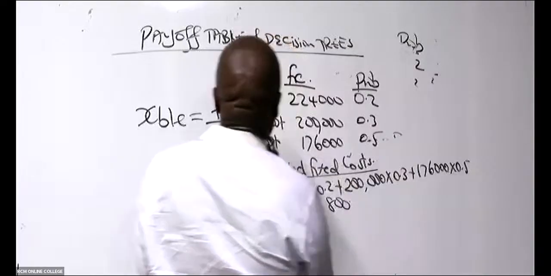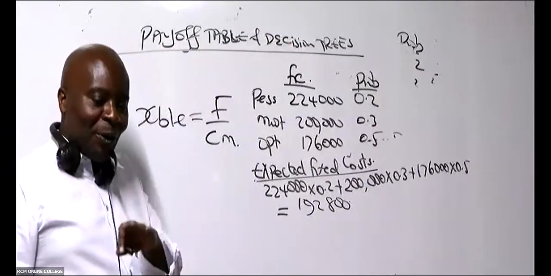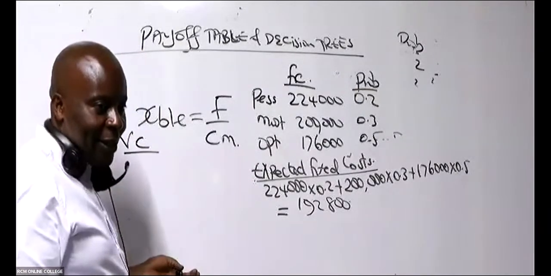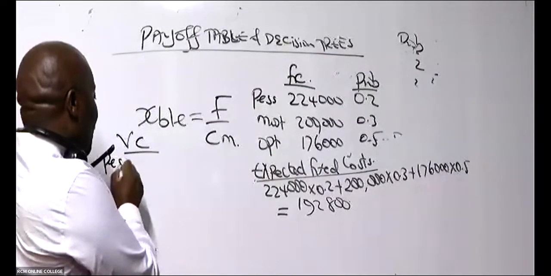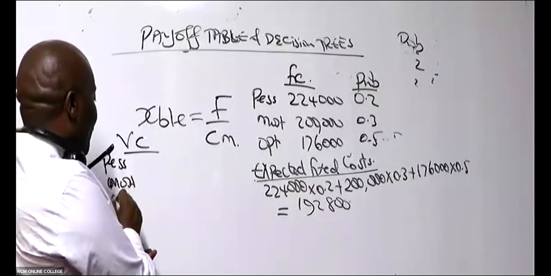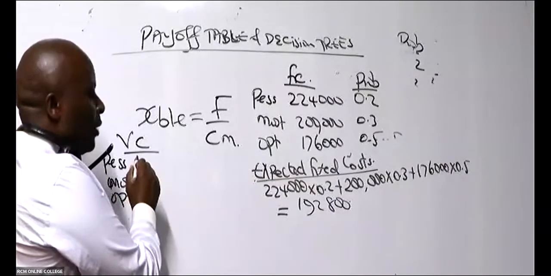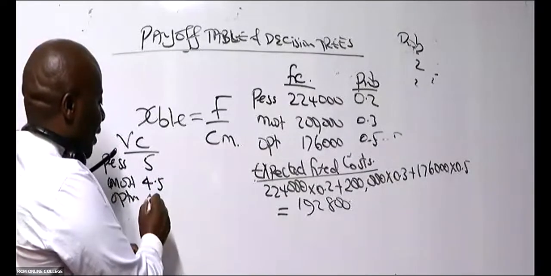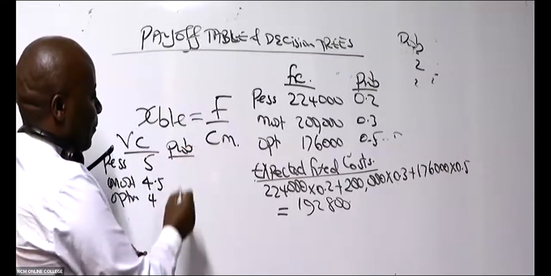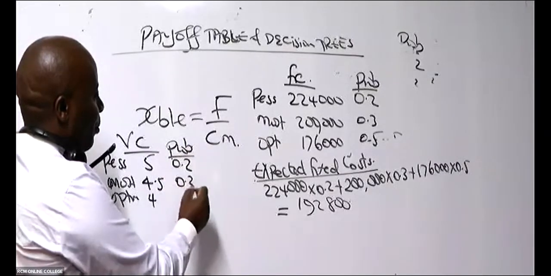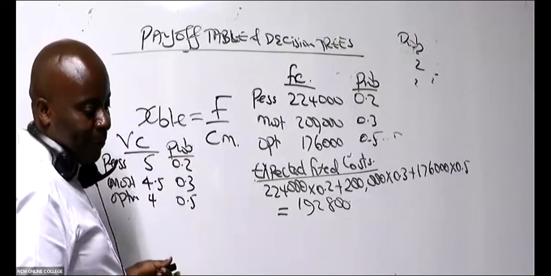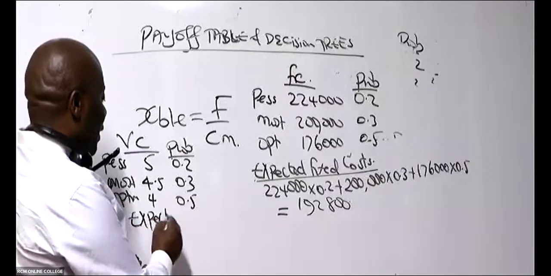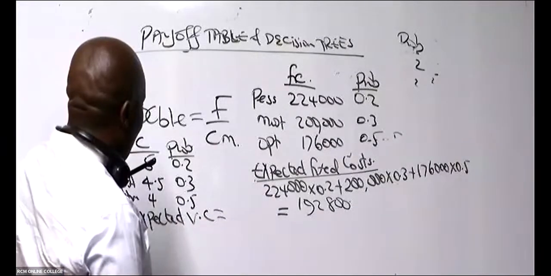Now, for me to be able to get a contribution margin, we need variable cost. And even this variable cost, we're not so sure which variable cost will happen. There are three possibilities under the three states: pessimistic, most likely, then optimistic. So what was the pessimistic variable cost? 5. How about most likely? Then lastly, fortunately, we know the probabilities: 0.2, 0.3, and then 0.5. So please give me the expected variable cost.